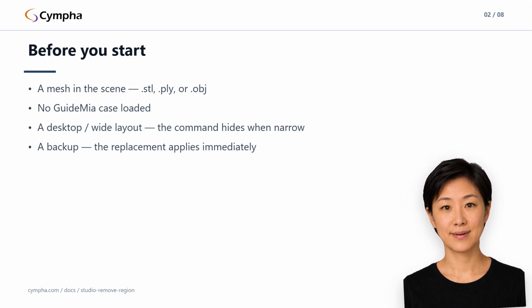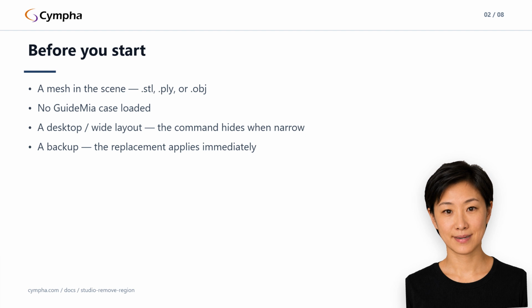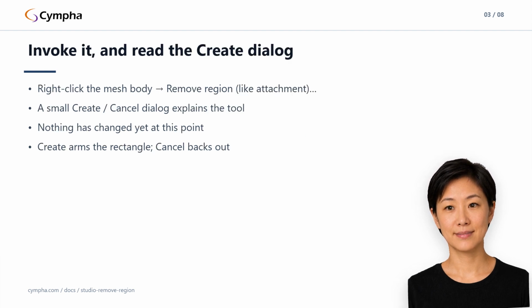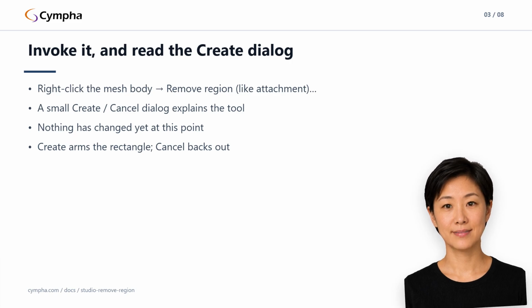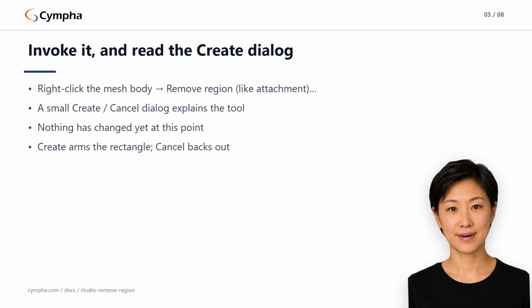Right-click directly on the mesh body, the menu title shows the file name, and find Remove Region, like attachment, among the cleanup commands. Clicking it doesn't edit anything yet. Instead, Studio opens a small Create or Cancel dialog that explains what's about to happen. The selected region will be replaced with a clean surface, blended into the surrounding mesh. It also notes the replacement is local, it doesn't repair manifold issues elsewhere, so you may still want a whole mesh fix model pass afterwards.